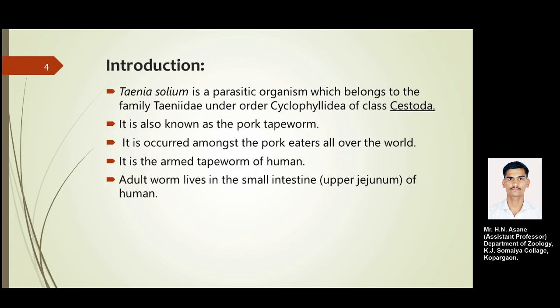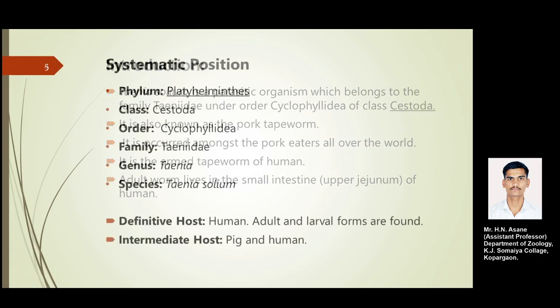The adult worm lives in the small intestine, the upper jejunum of the human, if they are infested. So it is the armed tapeworm of the human.